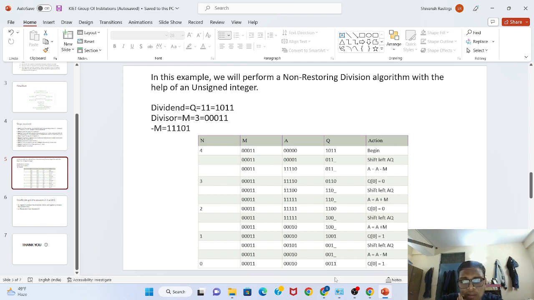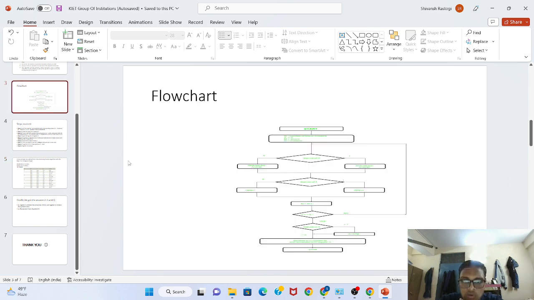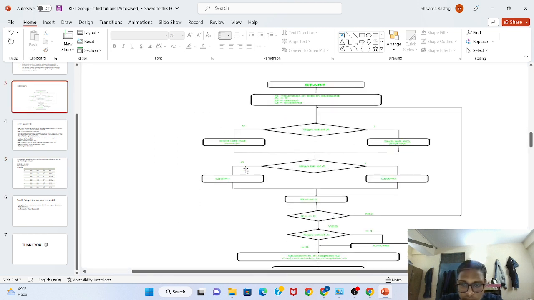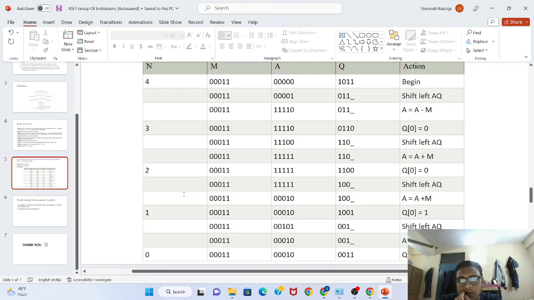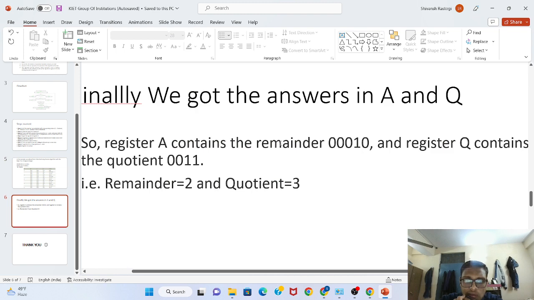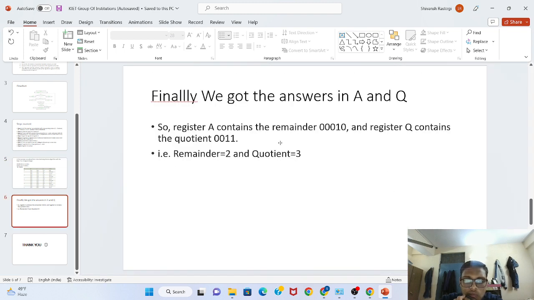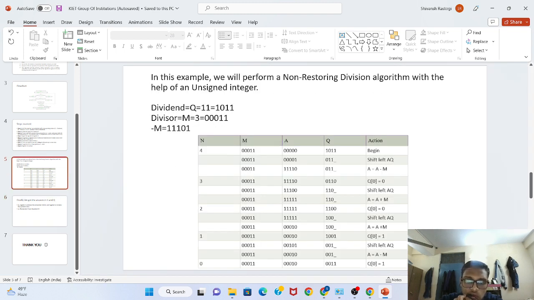So here we see that we have already reached the last condition, that is n equals to 0, and we have seen that if n becomes 0, what actually happens? So if n becomes 0, we compare the sign bit of A. So here you can see the sign bit of A is 0, so the answer will be directly stored in Q, and we don't need to perform the operation on accumulator, that is accumulator equals to accumulator plus M. So here we get the quotient in Q and the remainder in accumulator.